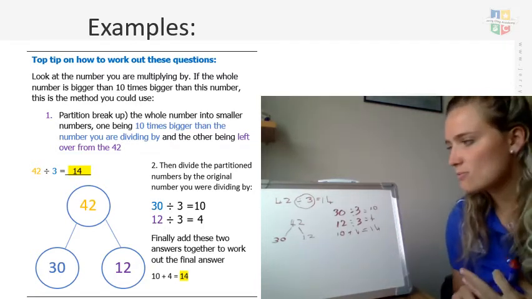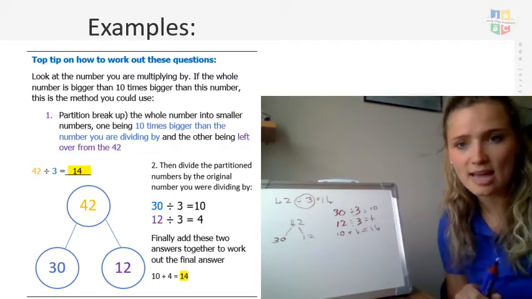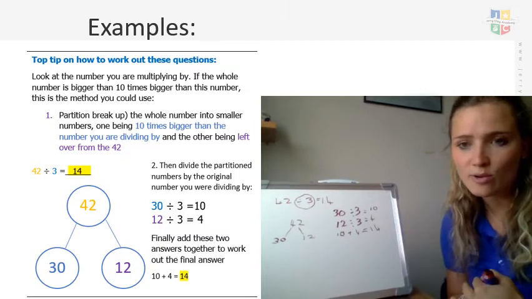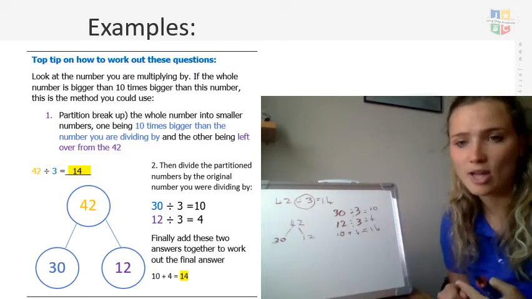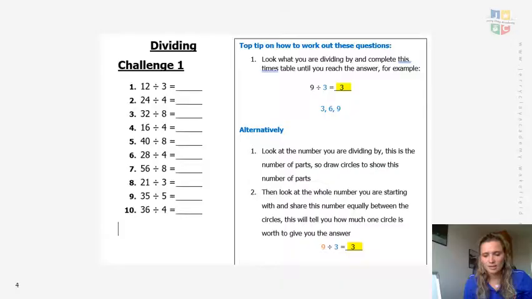So I'm going to give you some questions. The help sheets that I've attached onto the screen are also attached to the questions on Seesaw, for you to have a go at. Challenge 1, which is this one here, they are all in the times table, so you need to use the first method. Then for the second questions, which are on Seesaw as well, you will need to use the second method where they are larger numbers.